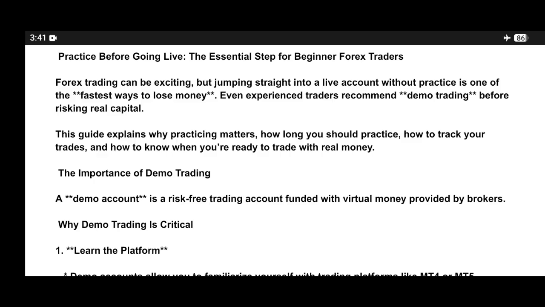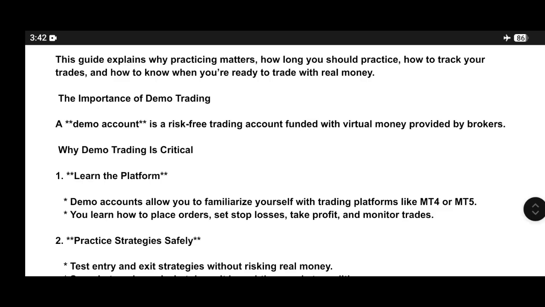The importance of a demo account. A demo account is a risk-free trading account funded with virtual money provided by a broker. You need to ask yourself why a demo account is critical. Because it helps you to learn the platform. A demo account allows you to familiarize yourself with trading platforms like MT4 or MT5. It helps you to learn how to place orders like stop loss, take profit, and monitor trades.